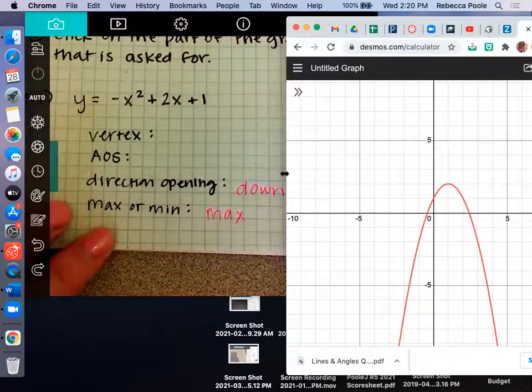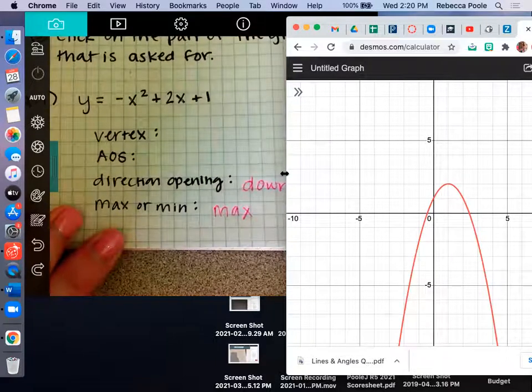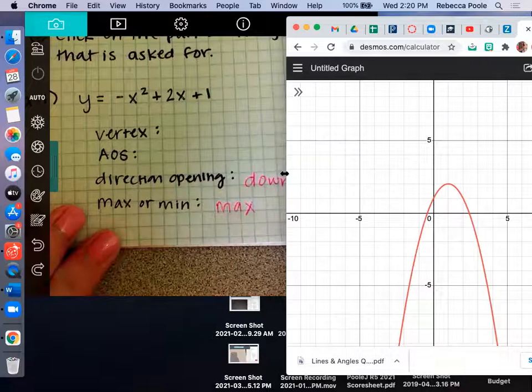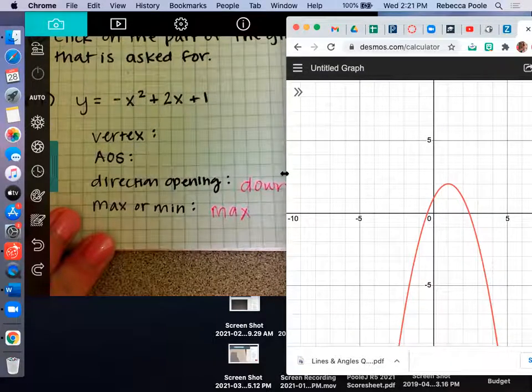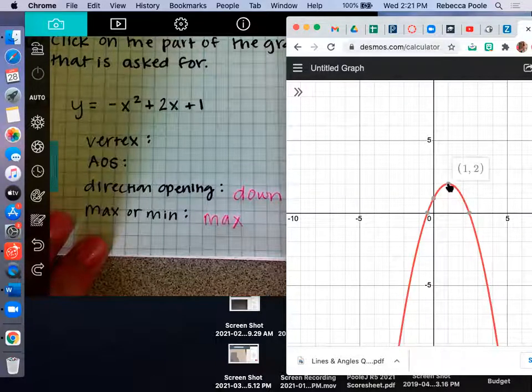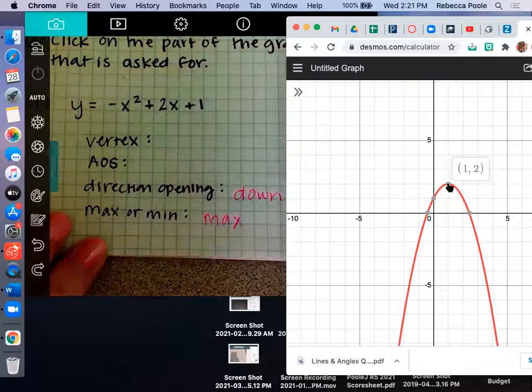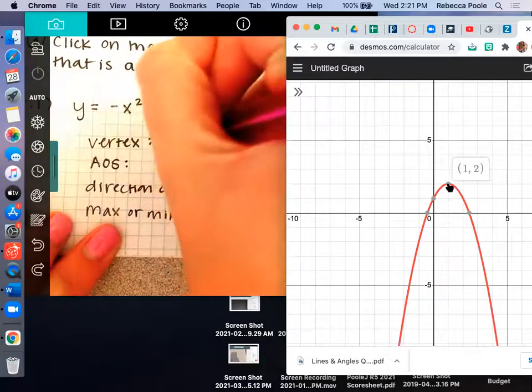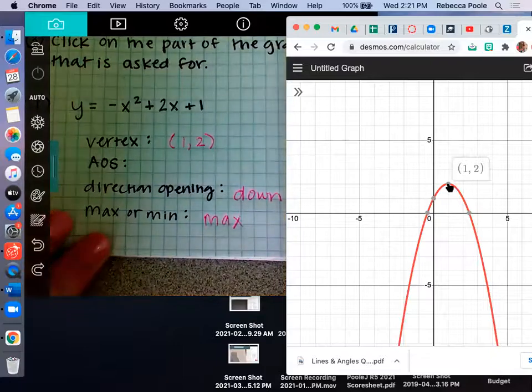So now to find the vertex in the AOS, we can find it pretty easy because Desmos graphed it, but you're gonna have to actually click in the right spot, okay? So everybody watch. Where do I click to find the vertex? The middle top. Very good. So everybody look, I'm gonna click. If you don't click, it's not gonna tell you the number. So I'm gonna click. There's the point. What's the vertex? 1, 2.